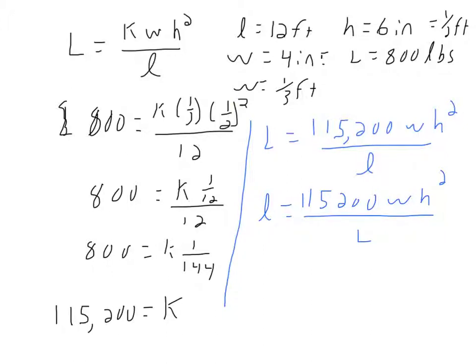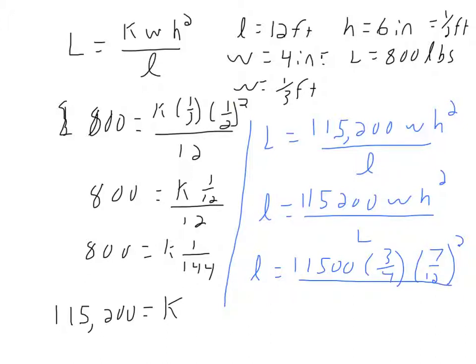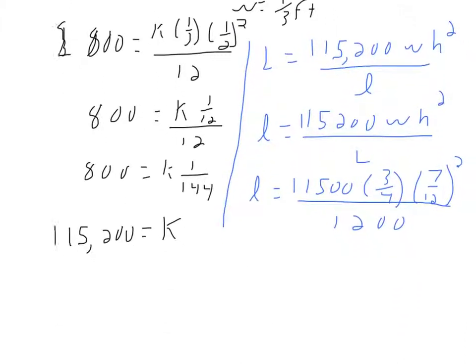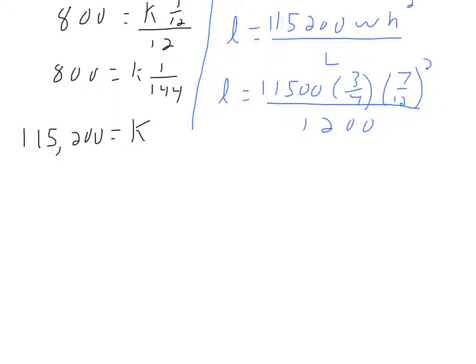So you substitute in these three numbers and do the arithmetic. What did they give us for those three numbers? For the width of the board, they give us 9 inches, which would be 3/4 of a foot. They give you 7 inches, which is 7/12 of a foot for the height, and the load is 1,200 pounds. So I substitute those numbers in, and I should be able to work this out.